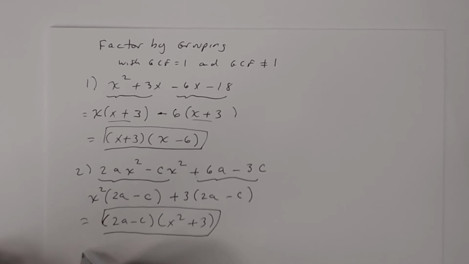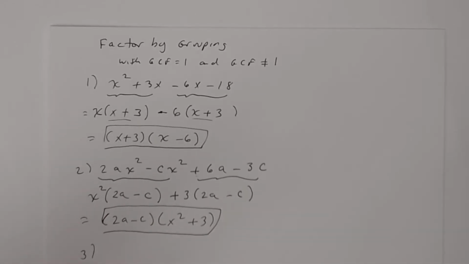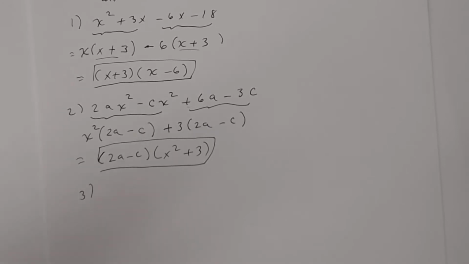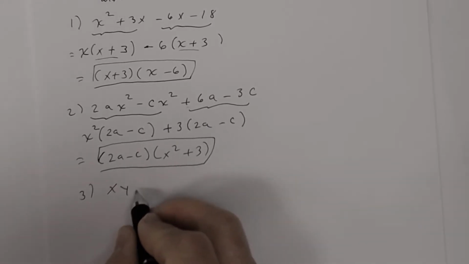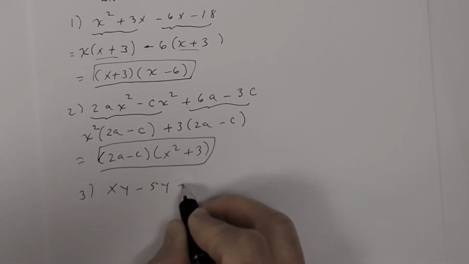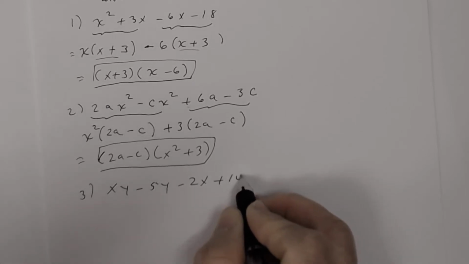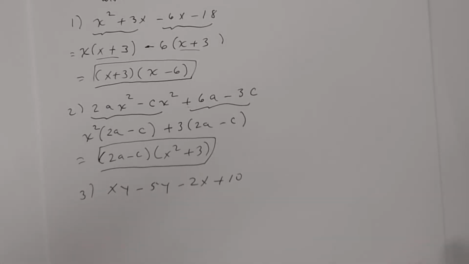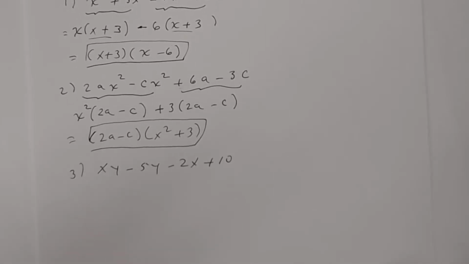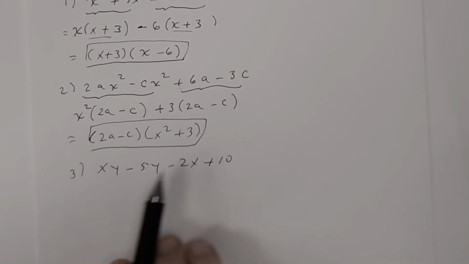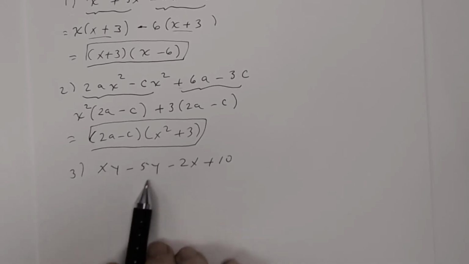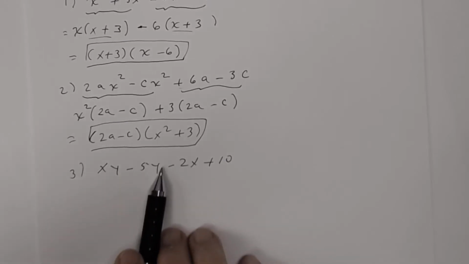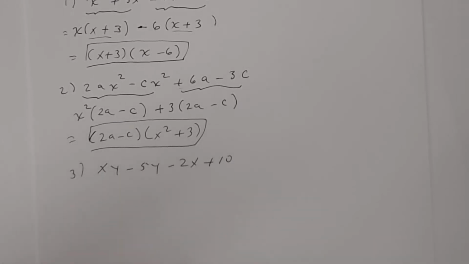All right, number 3. So number 3, we have xy minus 5y minus 2x plus 10. All right, so xy minus 5y minus 2x plus 10. All right, so again, you have 4 terms. Remember, your terms are xy, negative 5y, negative 2x, and positive 10.